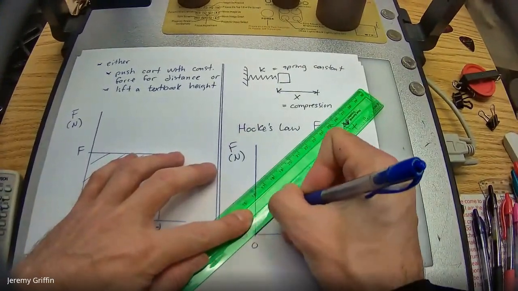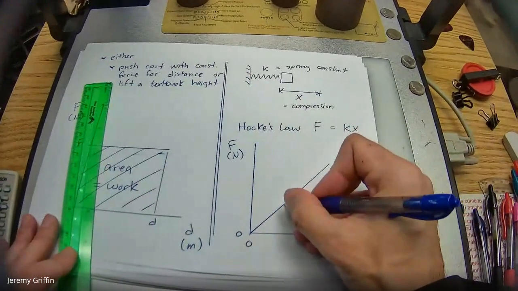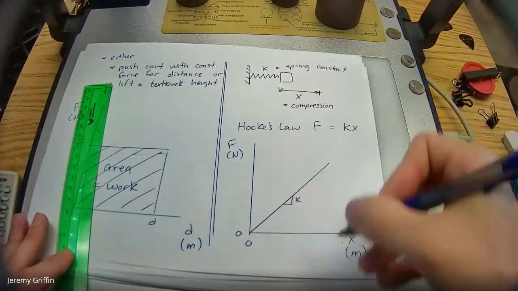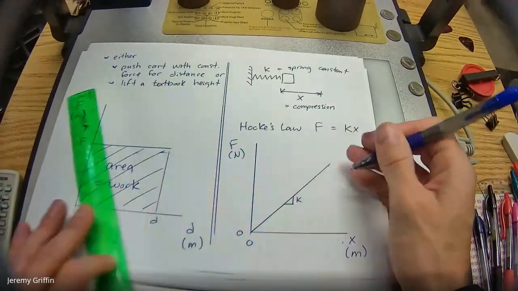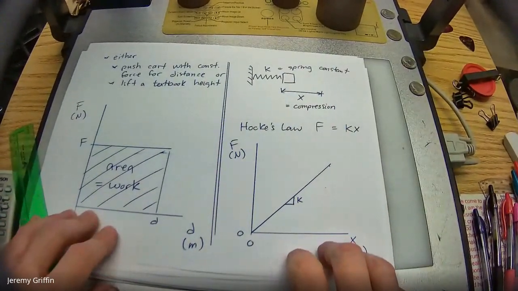It is a linear relationship. That's a direct relationship, isn't it? With the slope of k. Of course, on an F versus x set of axes, right? Okay. And you know what? Side by side, these are looking like a pretty similar story, aren't they?